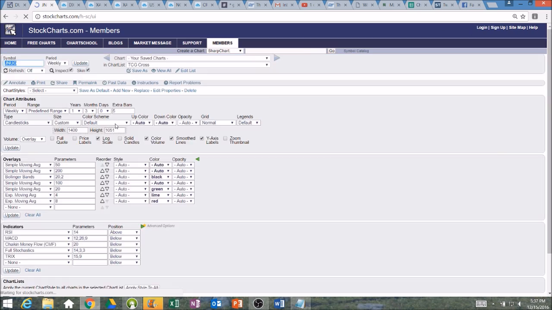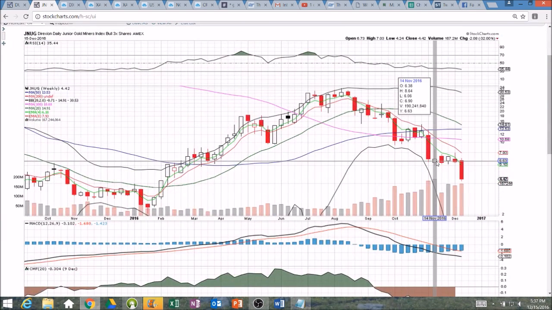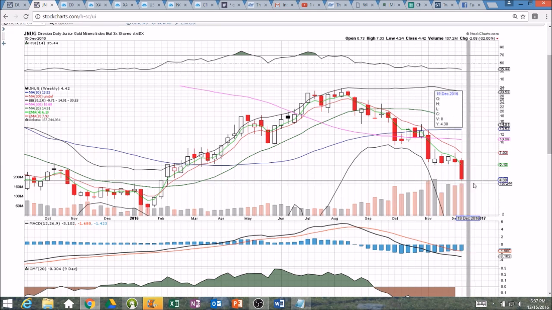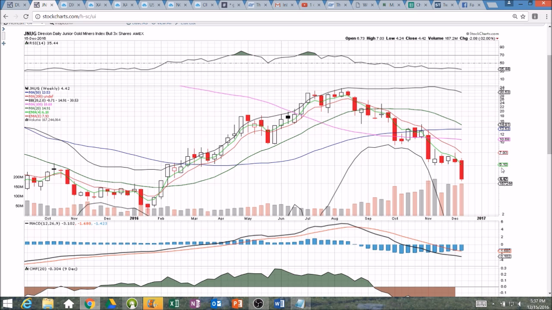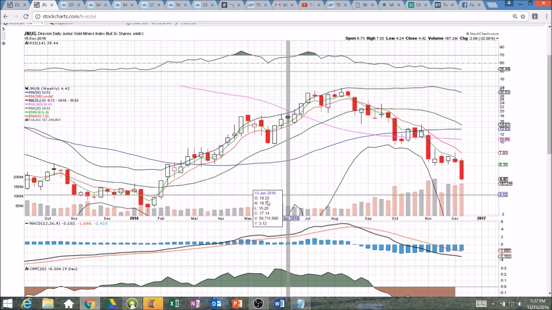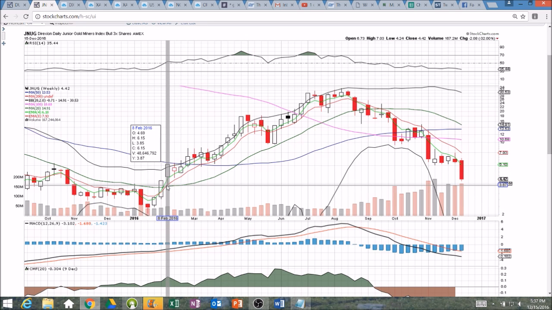And for JNUG, same thing, the low of 606 should have stopped you out as soon as that broke and would have saved significant moves to the downside, over 25% from when you would have stopped out to where we are now. So looking down at 424, and the next level of support is 385.